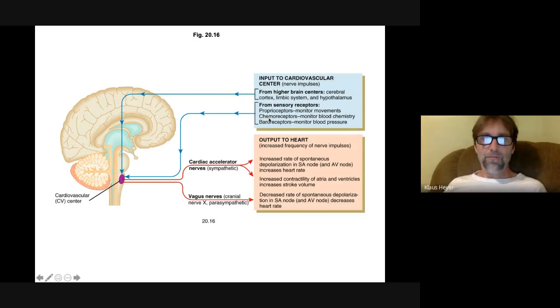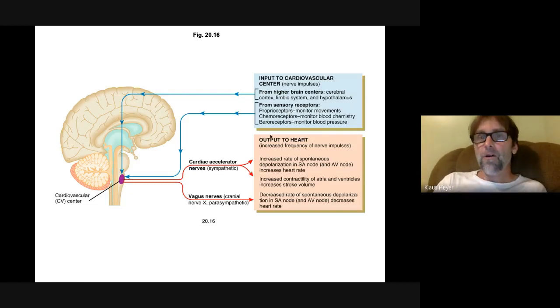Chemo means chemicals, so it's monitoring chemicals in your blood. For example, it's looking at carbon dioxide. Do you have too much carbon dioxide in your blood? Okay, I'm going to probably speed up your heart rate. I'm going to make you breathe faster. I want to try to get that carbon dioxide out. I want to get it to your lungs fast, and I want to get you to breathe it out. So the chemoreceptors are picking that up. Too much carbon dioxide.